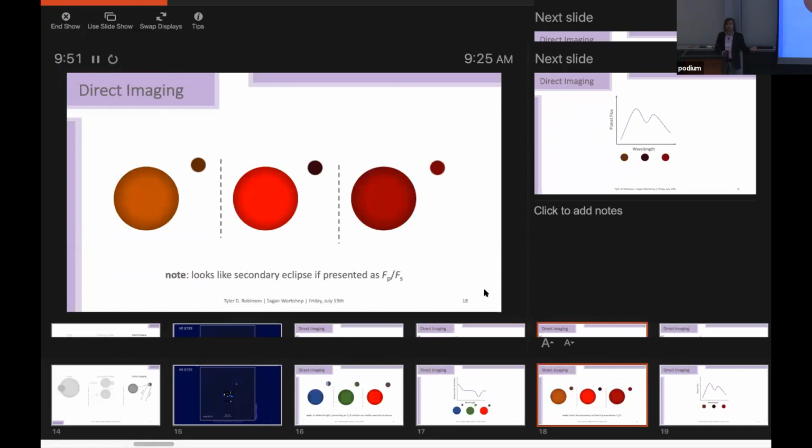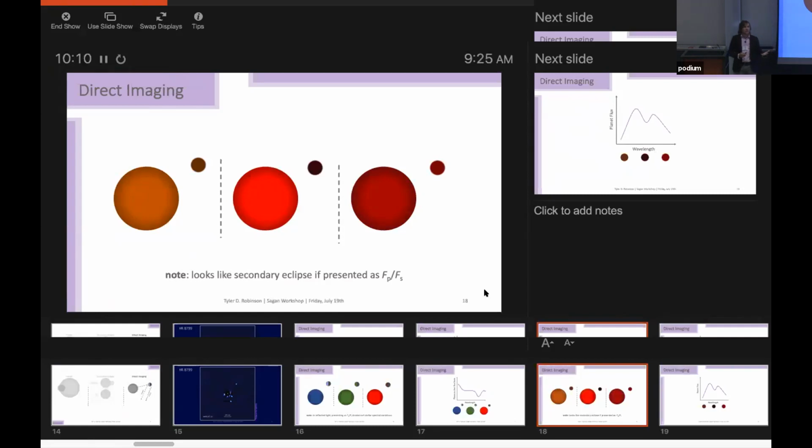Let's go to infrared wavelengths now, thinking about direct imaging at thermal infrared wavelengths, like for the HR 8799 system that I just showed you. Here, if you divide out the stellar light, it looks exactly like secondary eclipse and behaves just like secondary eclipse. You're viewing the two worlds in thermal emission.